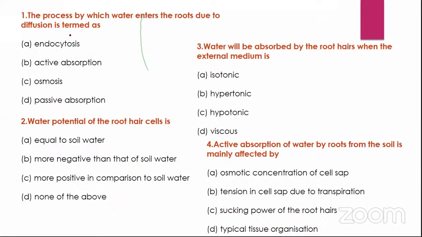The process by which water enters the roots due to diffusion is termed as: A, endocytosis; B, active absorption; C, osmosis; and D, passive absorption. Yes, Daniel? It's by osmosis. Okay, thank you very much.